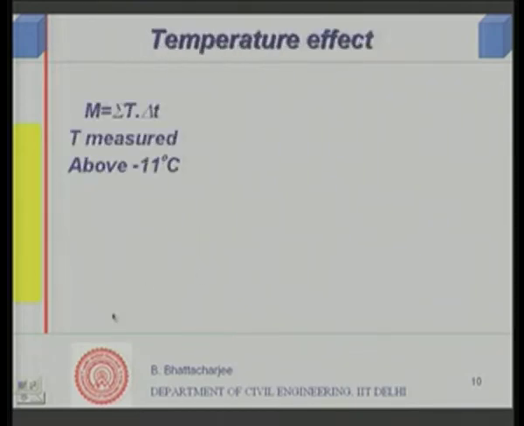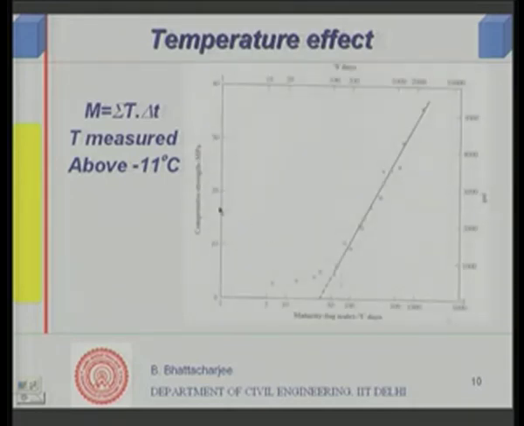There is a formula which is called maturity. Maturity is defined as the sum total of temperature multiplied by the time for which the temperature was actually maintained. For example, if you have 2 hours at 20 degree centigrade, so 20 into 2, plus say 8 hours at 80 degree centigrade, 8 into 80, that is the total maturity of the concrete which has been subjected to 2 hours of 20 degree centigrade in the initial period and 80 degree centigrade for the next 10 hours or whatever it is.